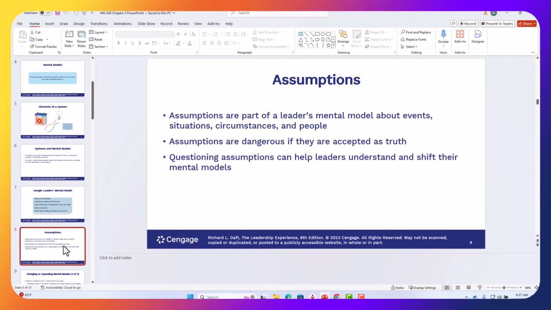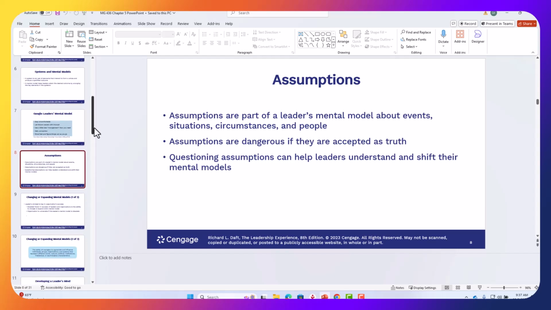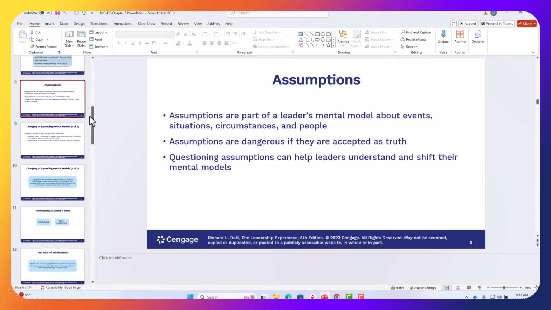Assumptions. Assumptions are part of a leader's mental model about events, situations, circumstances, and people. Assumptions are dangerous if they are accepted as truth. Questioning assumptions can help leaders understand and shift their mental models. So when we look at assumptions, everybody has them. The difference is, are you making decisions based on assumptions?